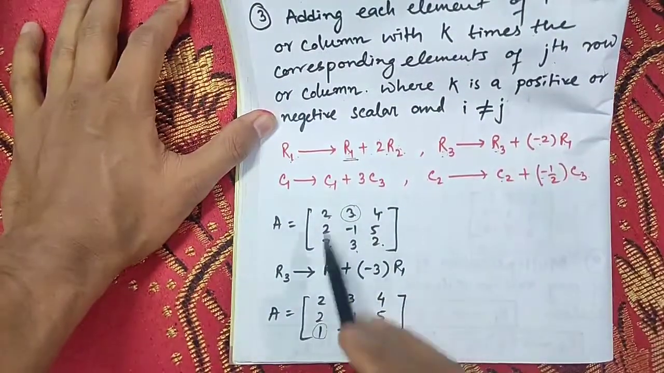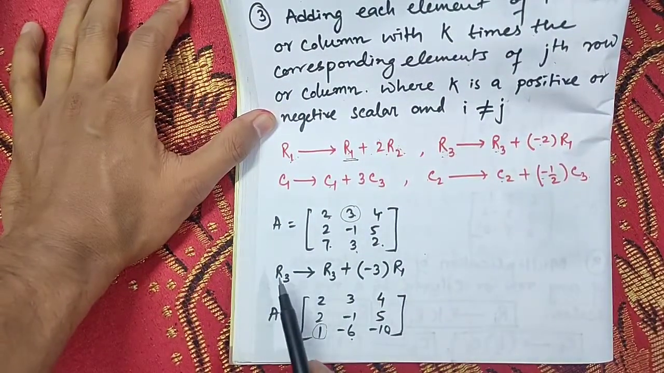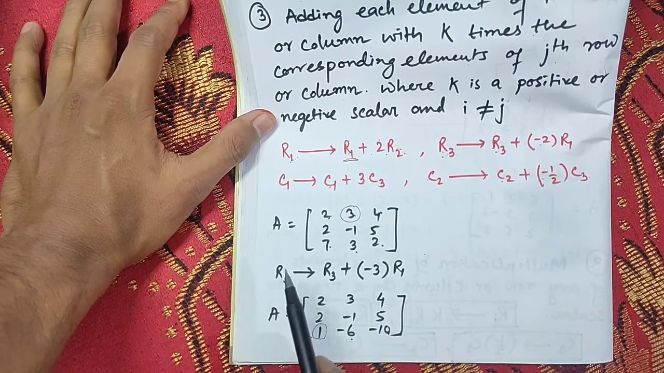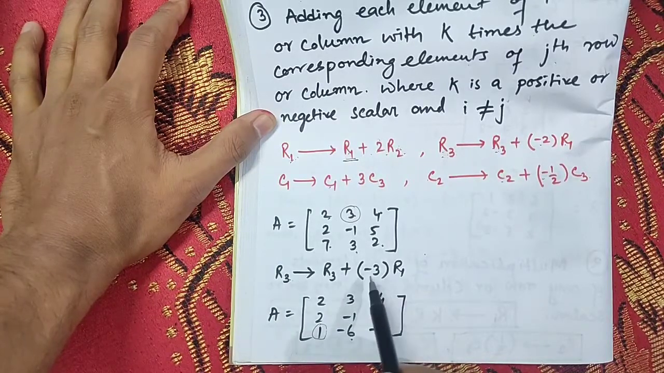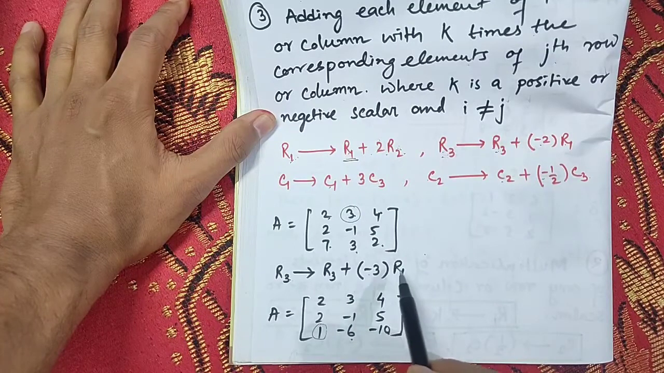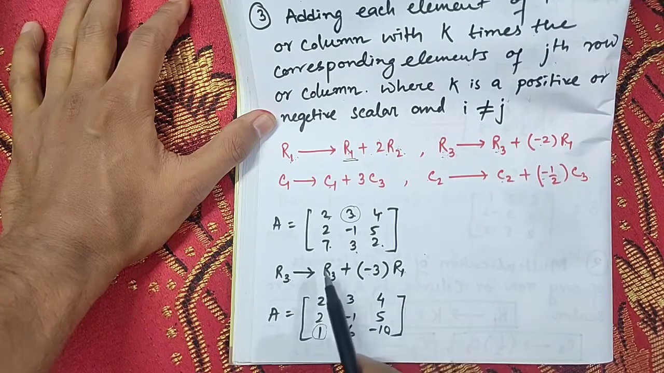This is A matrix given. Here we want to change R3. Now if we want to change R3, how are we changing R3? We are multiplying -3 with R1 and then we are adding with the corresponding elements of R3.